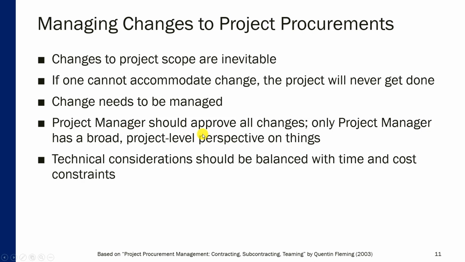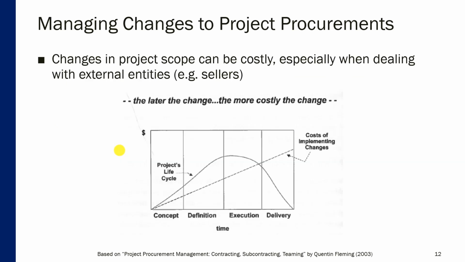Ultimately, the project manager should approve all changes, because it is the project manager who has a broad project level perspective on things, as opposed to having a piecemeal, partial understanding of certain areas of the project. When thinking about those changes, whether to allow them or not, technical considerations should be balanced with the time and cost constraints. Those are the three perspectives from which the question of whether to go with a particular change or not should be looked at.